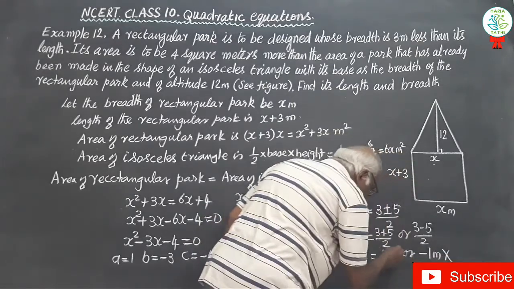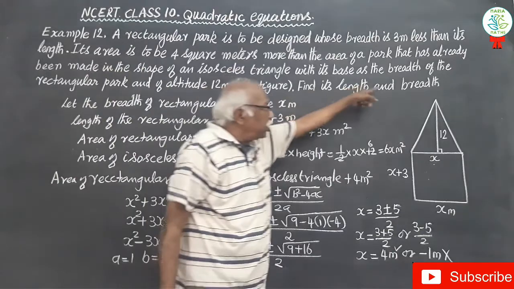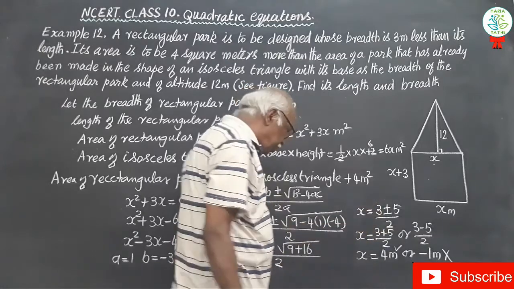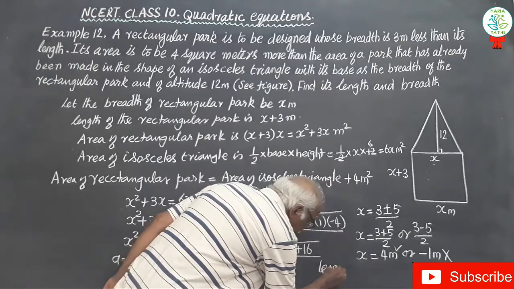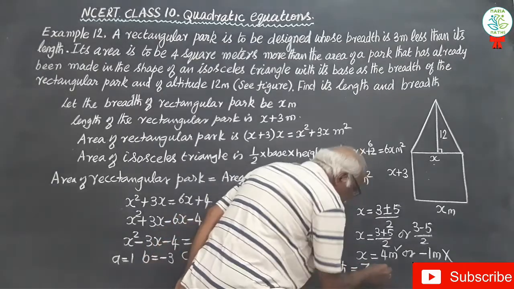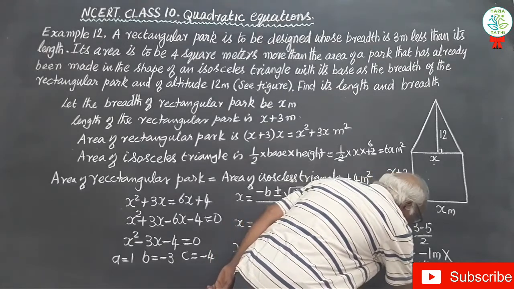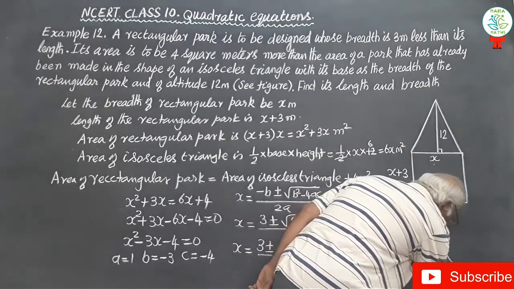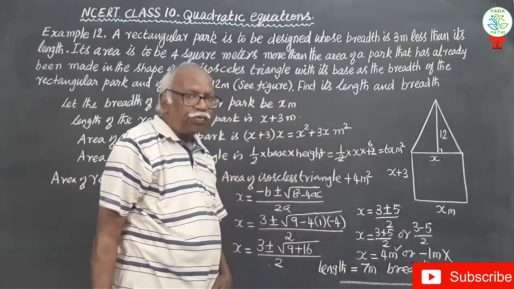Minus 1 is not possible. So x is 4 meter. X is 4 meter means the breadth of the garden is 4 meter. Length of the garden is 4 plus 3, 7 meter. Length of the garden is 7 meter and the width of the garden is 4 meter.